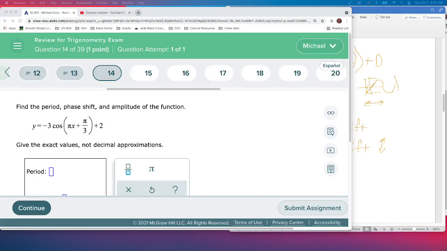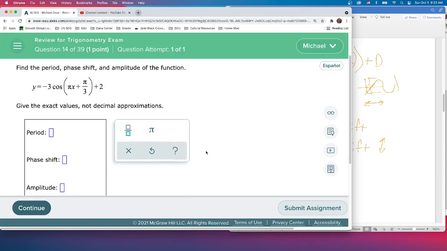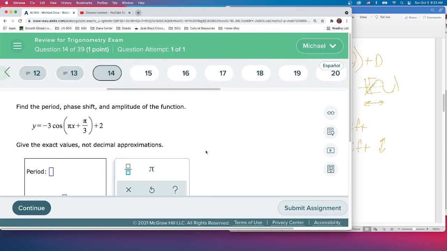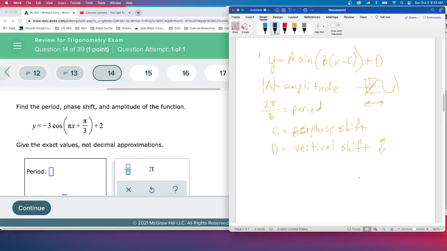Question 14, we now have a question where we need to find the period, amplitude, but also the phase shift. And there is a vertical shift at this, but they're not asking for it. They only want these three things, so that's fine. But I'm going to refer you back to question 13. I went over this formula, which should be in your notes.